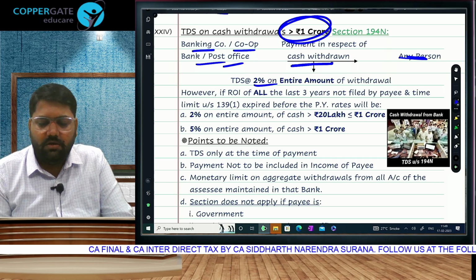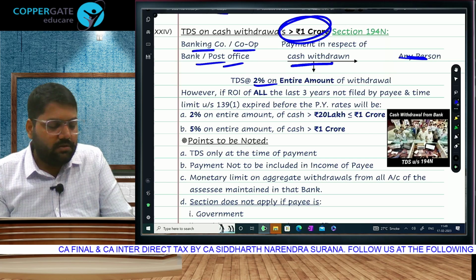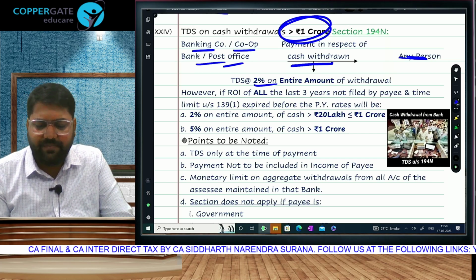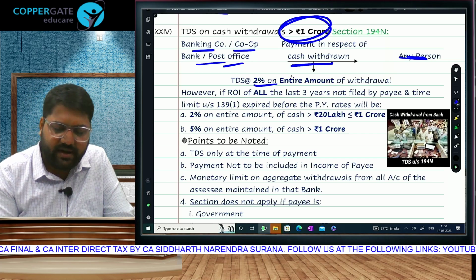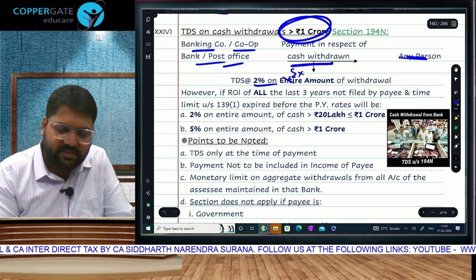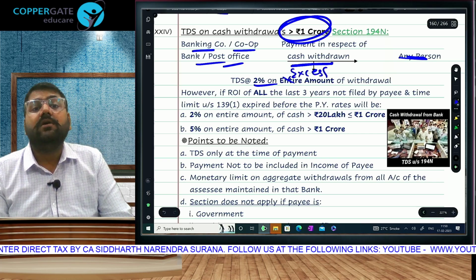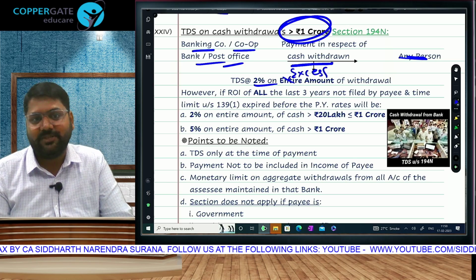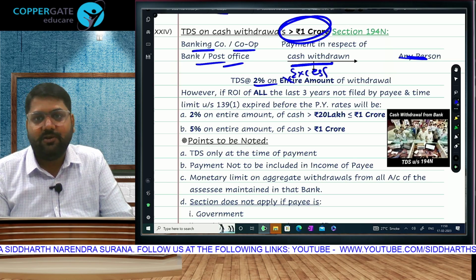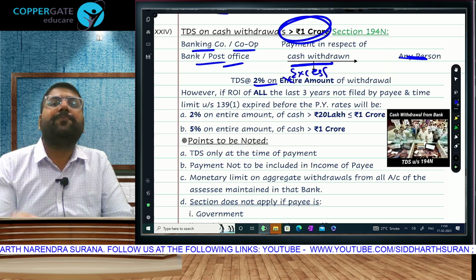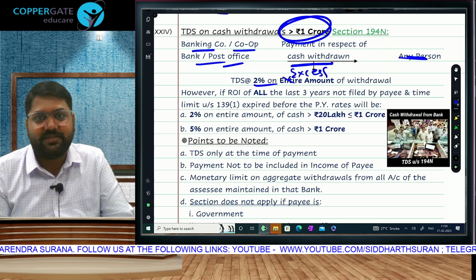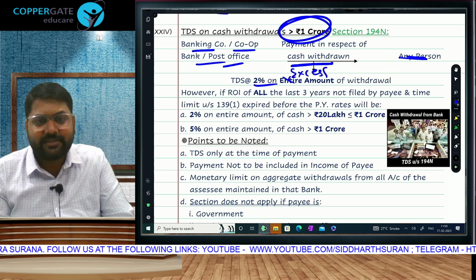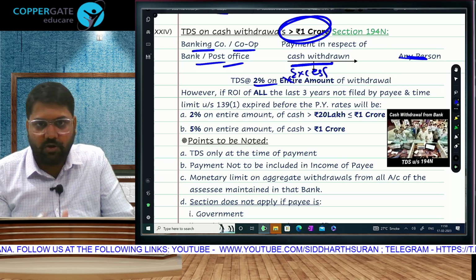Correct or no? But in the ICAI suggested answer, they are not taking 2% on the entire amount, they are taking 2% on the excess. Meaning if the withdrawal is 1.1 crore, then 1 crore 10 lakh, so 10 lakh's 2% is being calculated. The question is that TDS of 2% will come on the excess over 1 crore. That's the question. In the plain language of the law, it is the entire amount.